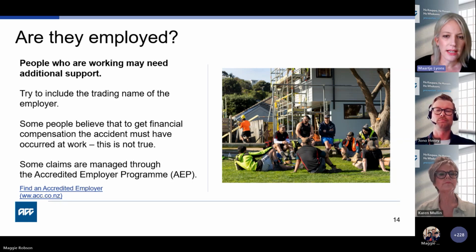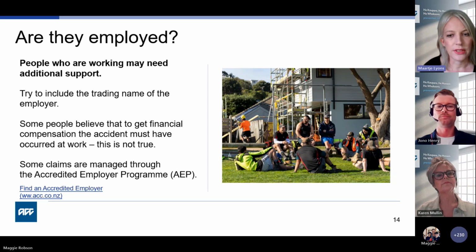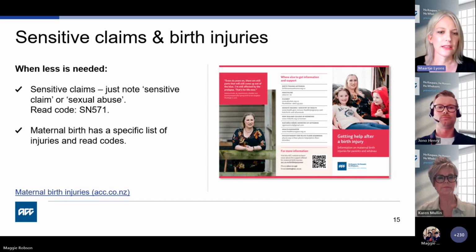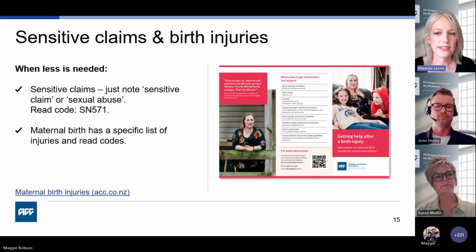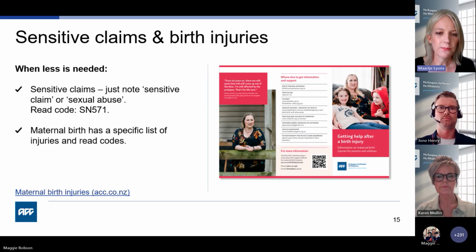An ACC 45 can also be used to lodge sensitive and birth injury claims. Just briefly here, sensitive claims are for mental or physical injuries caused by some criminal acts, for example, injuries caused by sexual violence. Lodgement of these claims can occur many years after the event. For sensitive claims, you don't need to include accident and injury detail. All you need to do is simply note sensitive claim or sexual abuse.